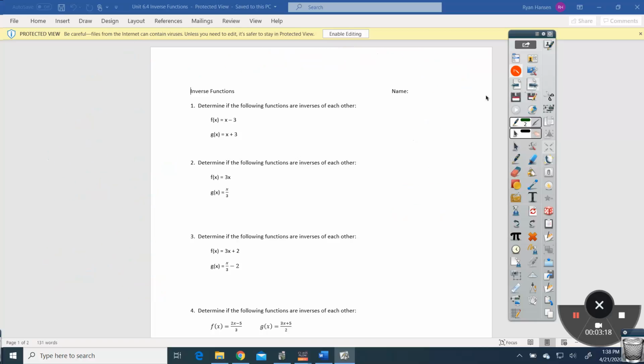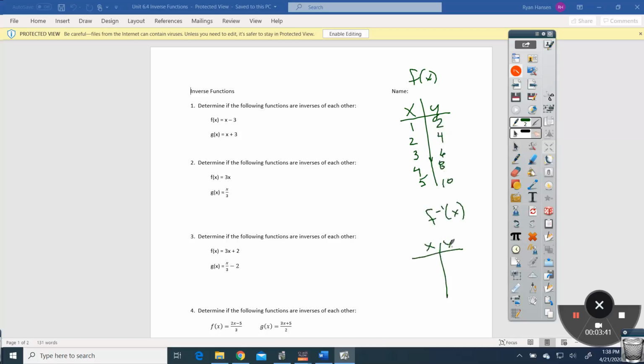Most of you are familiar with looking at these as a table. If I have f of x, for example x is 1, 2, 3, 4, 5, and then y is 2, 4, 6, 8, 10, the inverse of f looks like this: 2, 4, 6, 8, 10, then 1, 2, 3, 4, 5. So it takes the y answer, plugs it in, and gives us back what originally was the x answer. That's what an inverse does. It undoes and takes us back to what we started with.